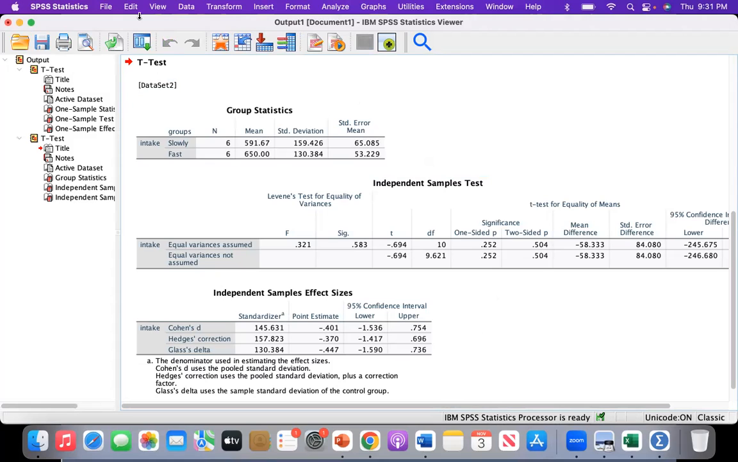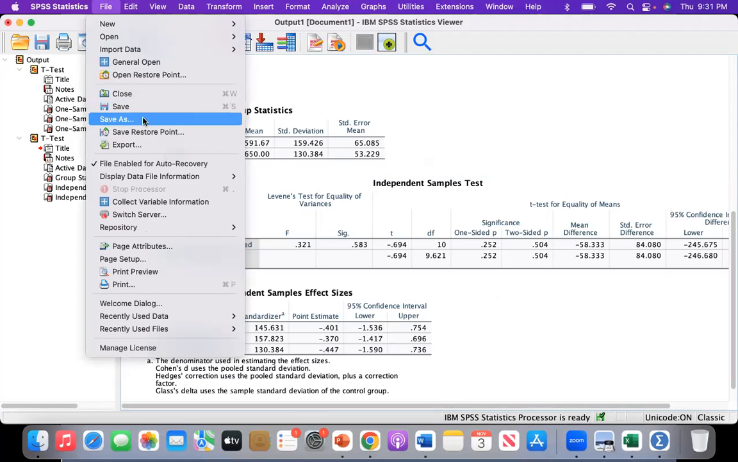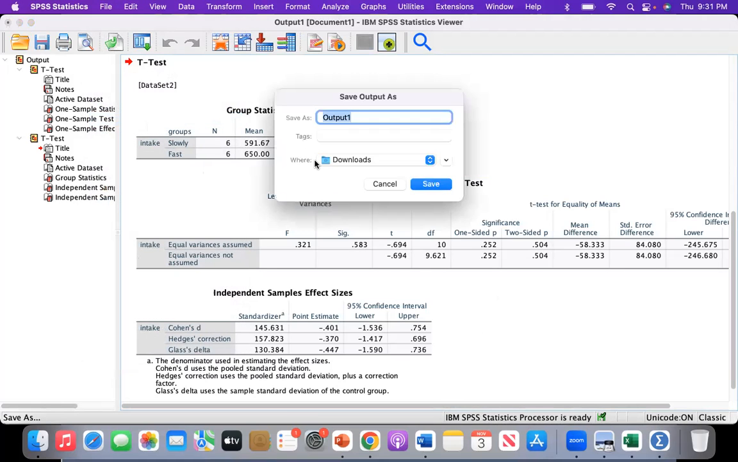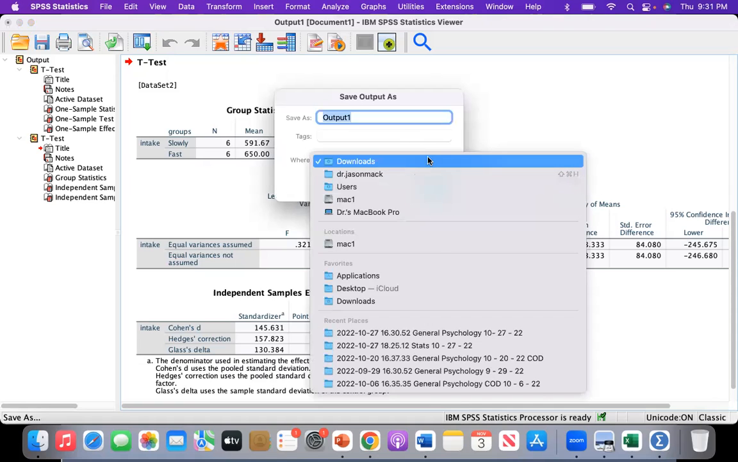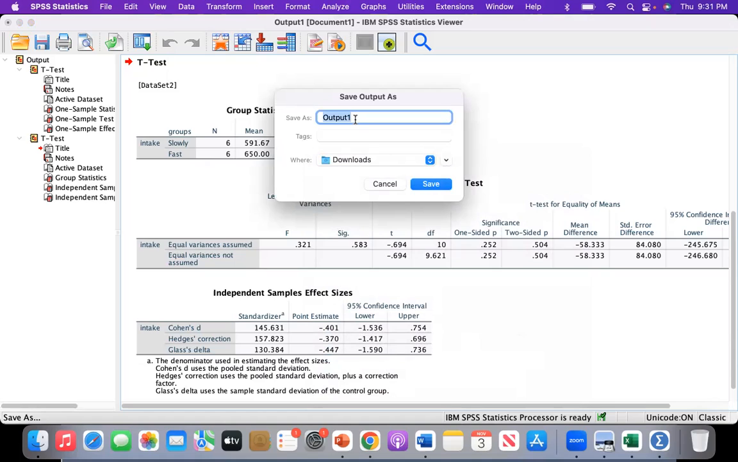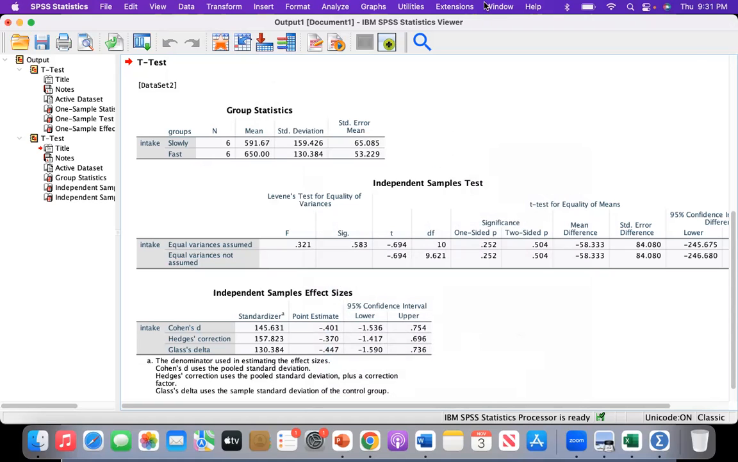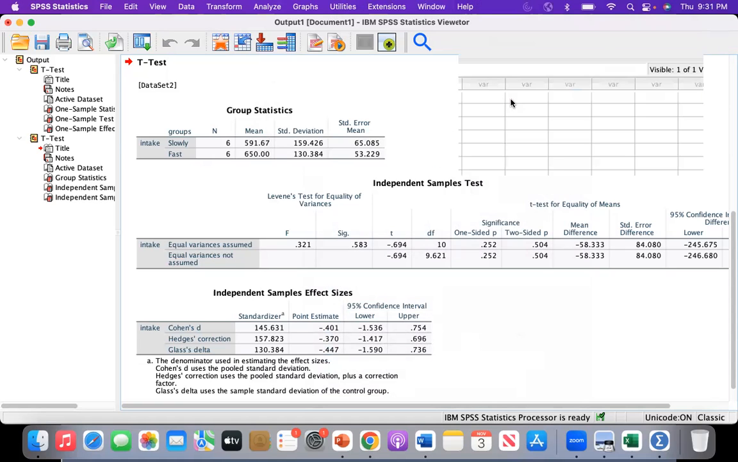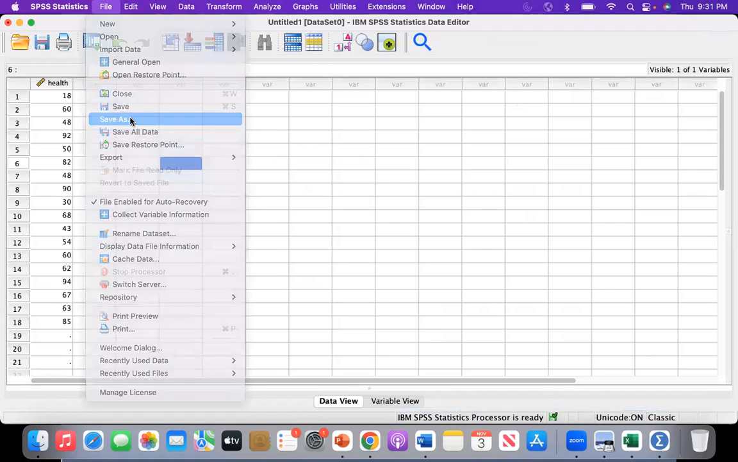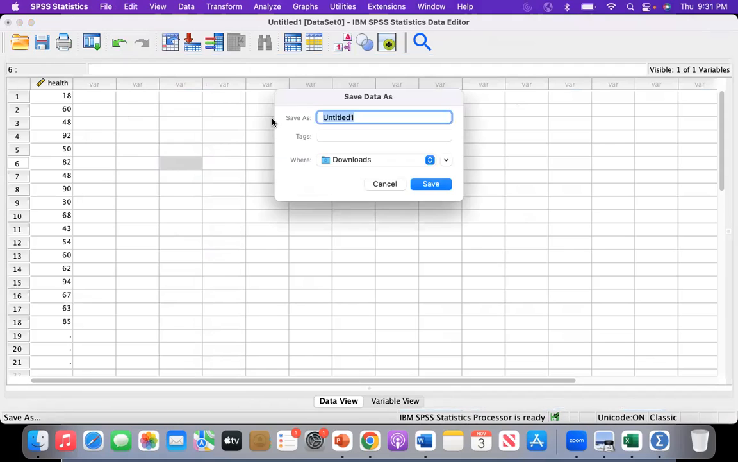So your output will save like this: file, save as, and then the extension will automatically be .spv. And for your other one, if we go back into your data, this will save as a .sav file. That's just how SPSS saves them. .spv is output, .sav is your data. So you should really have 2 data files and 2 output files, or at least 2 data files and 1 output file if you did it all in the same one.